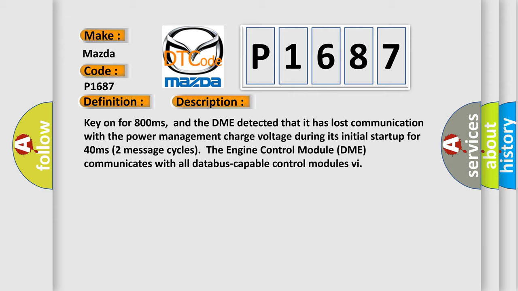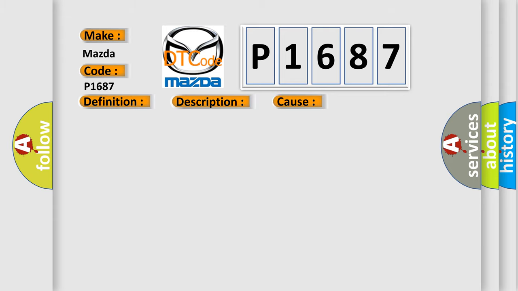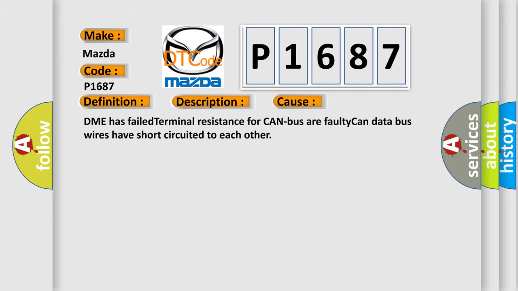This diagnostic error occurs most often in these cases. DME has failed terminal resistance for CAN bus. Faulty CAN data bus wires have short-circuited to each other.